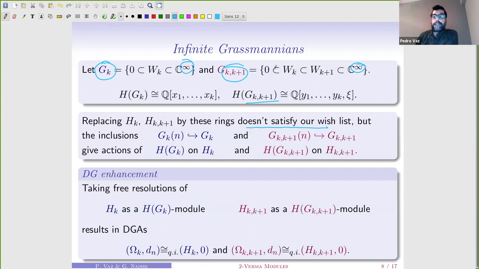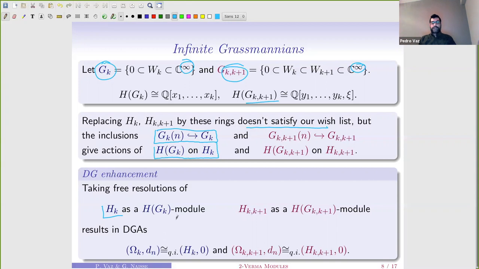So we note that the inclusions of the finite dimensional Grassmannian into the infinite dimensional Grassmannian gives an action of the cohomology of the infinite Grassmannian on the cohomology of the finite dimensional Grassmannian. So we can take a resolution of H_k, the cohomology of the finite dimensional Grassmannian, as a module over the cohomology of the infinite dimensional Grassmannian, which is just a polynomial ring, right?